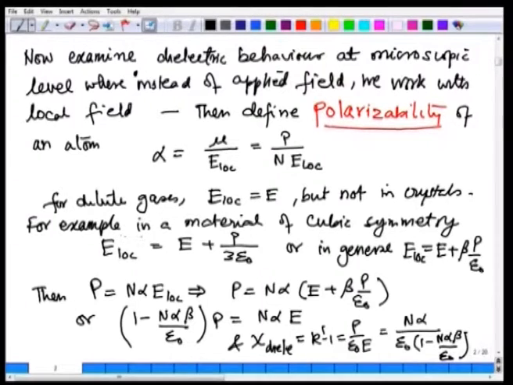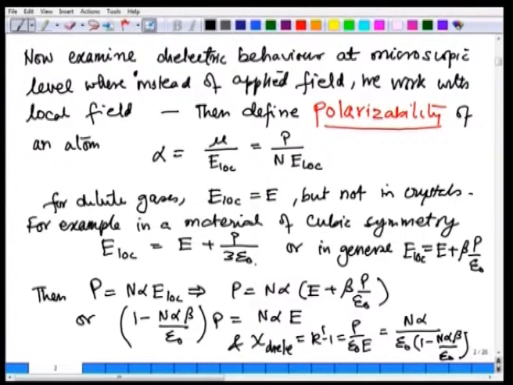For example, if you were to take crystalline materials which had cubic symmetry, in that case, if you had E as the applied field, then this E field will produce a polarization P such that the local field inside the material at a point would become equal to E plus P by 3 epsilon naught. This is relatively easy to prove, but I am not going to go through it in this class here.